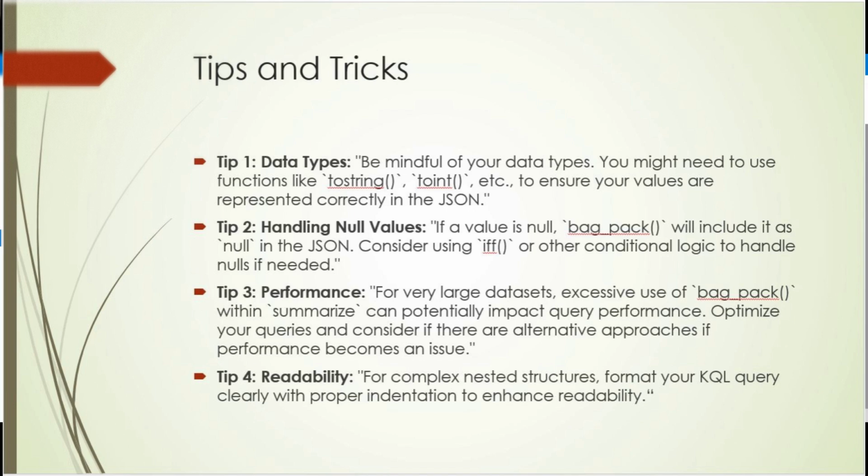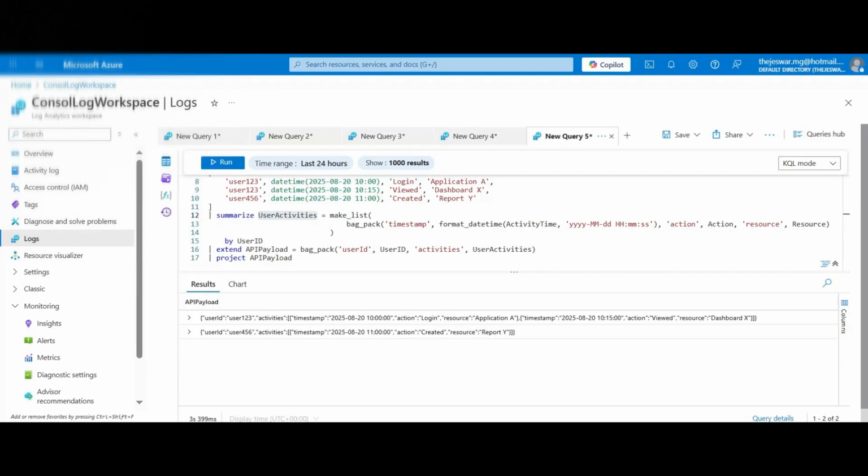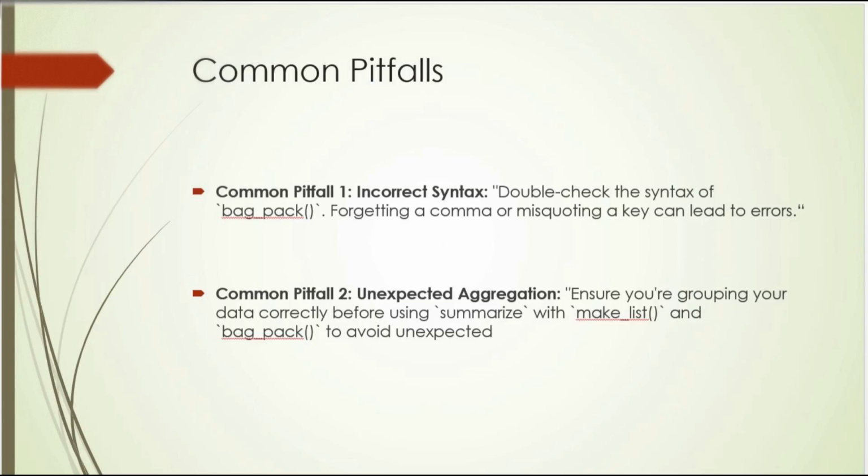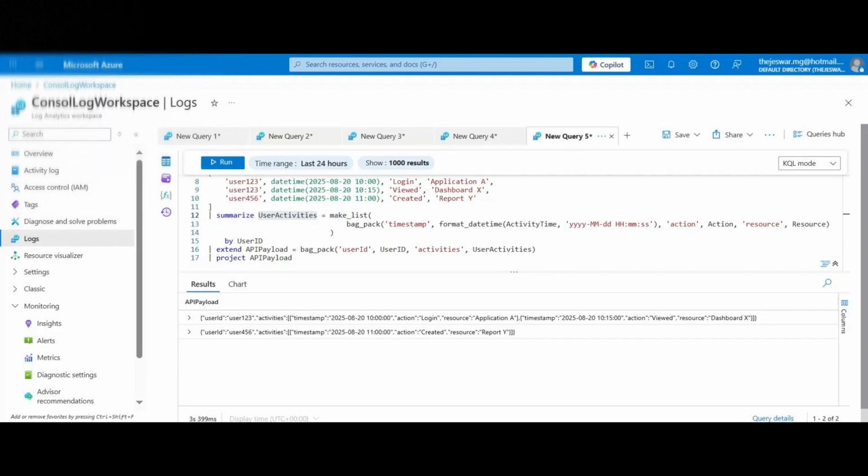For complex nested structures, format your KQL query clearly with proper indentation. So what are all the pitfalls? The syntax of backpack is a little misleading, so you need to properly check the syntax while writing the backpack operator. And unexpected aggregation is one other pitfall. So when you are grouping the data, group correctly before using summarize with make list or backpack, and avoid using the array contents.